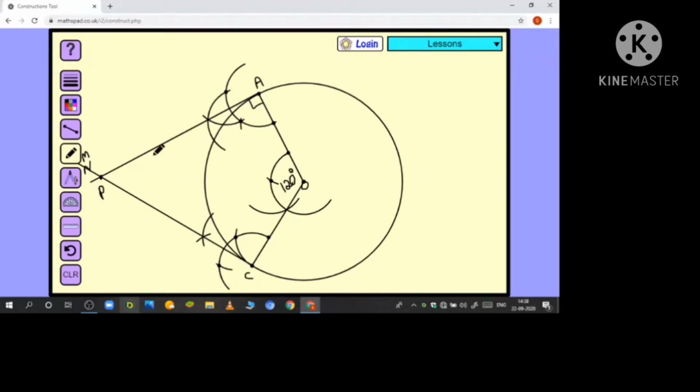Justification. Since OA is the radius and PA is perpendicular to OA, PA has to be a tangent. Similarly, PC is a tangent to the circle also. So in quadrilateral PAOC, we know that the sum of the angles of the quadrilateral is equal to 360 degrees. Therefore, angle A plus angle P plus angle C plus angle O is equal to 360 degrees.